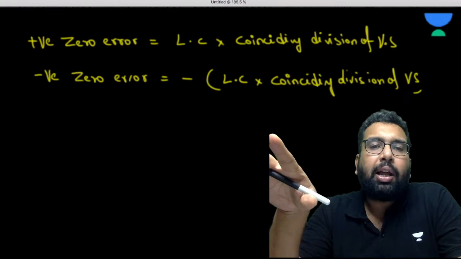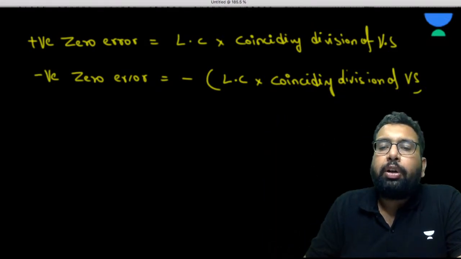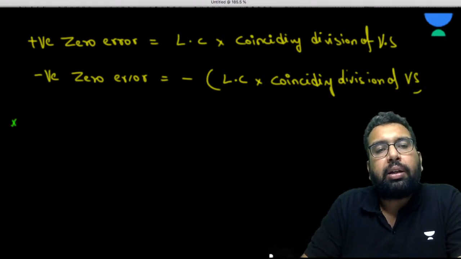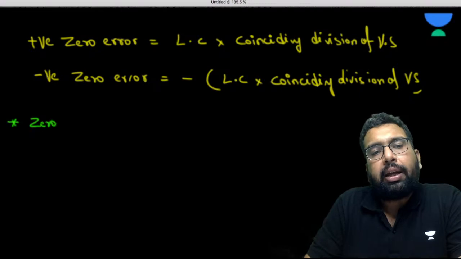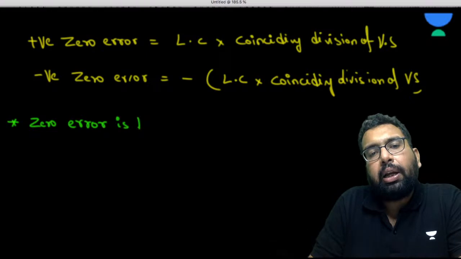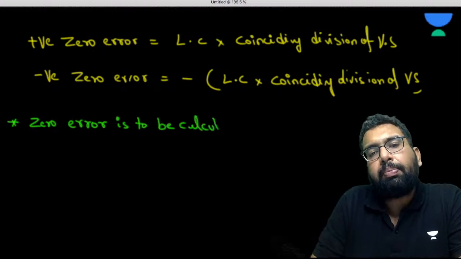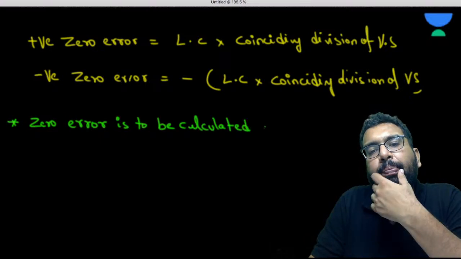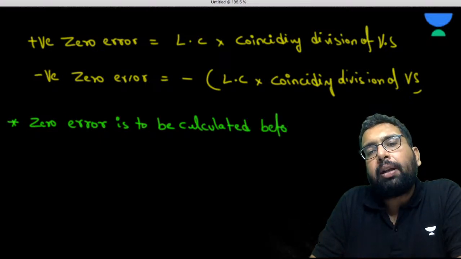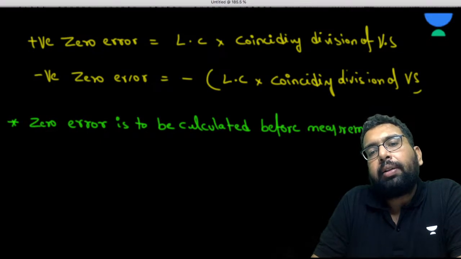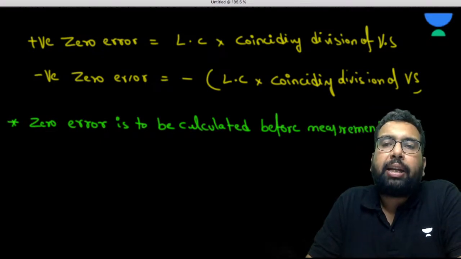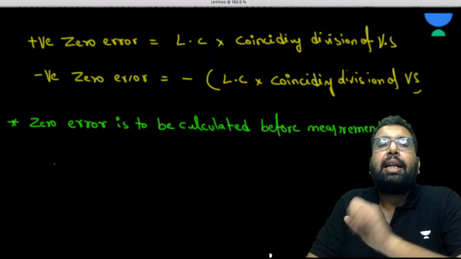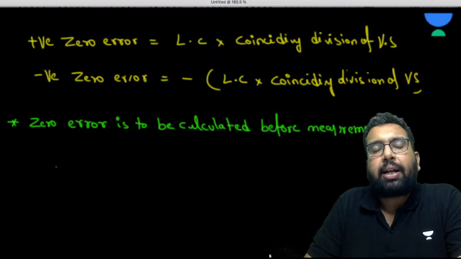See, this is the formula. One thing to remember, zero error is to be calculated before measurement. Just remember that. Calculated before measurement. Secondly, it is always to be subtracted.